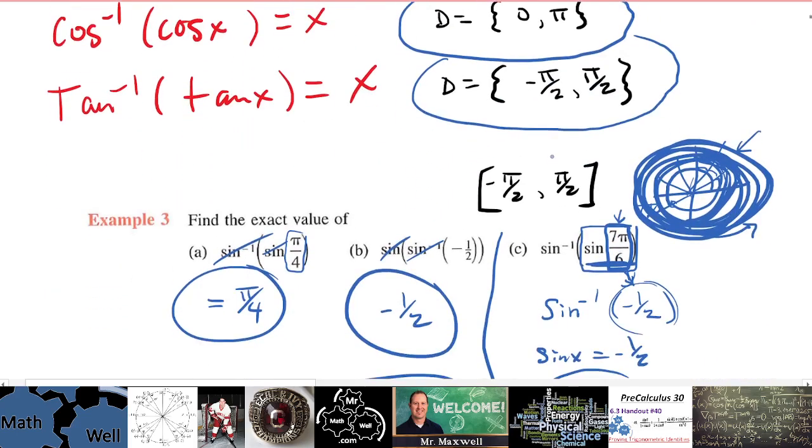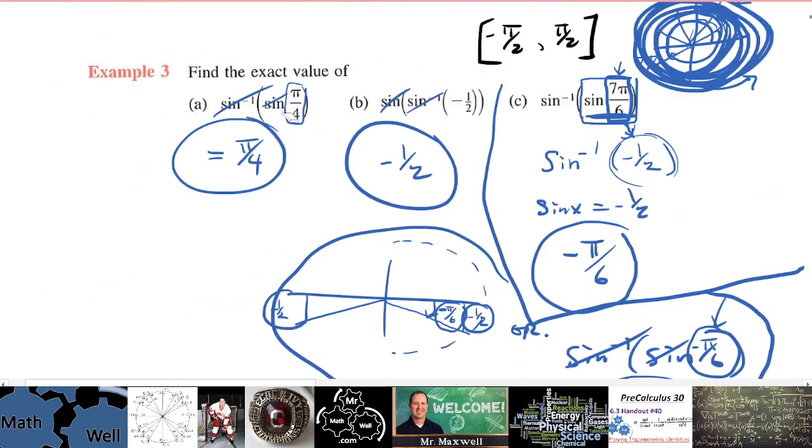Here we did some examples where we see that. Pi over 4 is within the accepted domain, so I can just cancel these out, and it's pi over 4. Here, negative 1/2 is in the domain, so those cancel each other out. Negative 1/2 is your answer. This is the only one that's a little bit strange because 7 pi over 6 is not in this domain. So we have to solve this separately first. The sine of 7 pi over 6: you look on your unit circle, go to 7 pi over 6, and look at the second coordinate. It's negative 1/2.